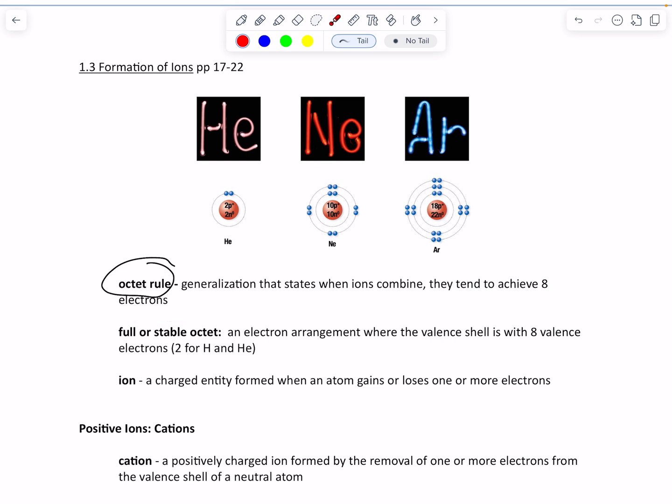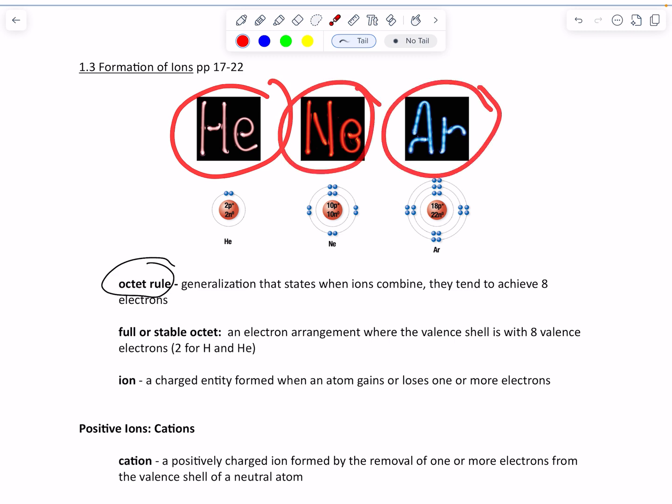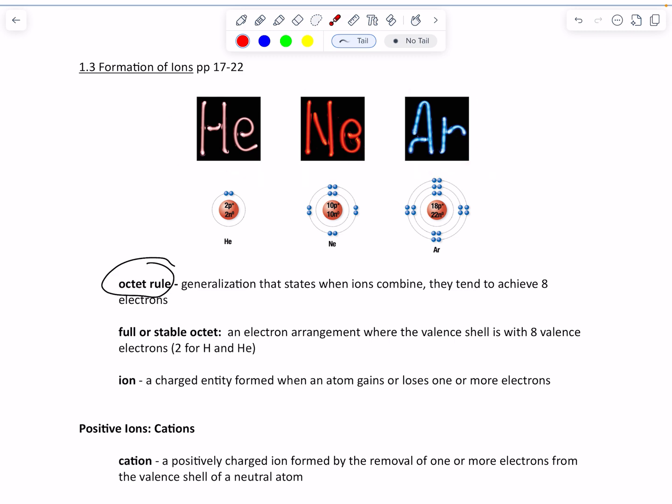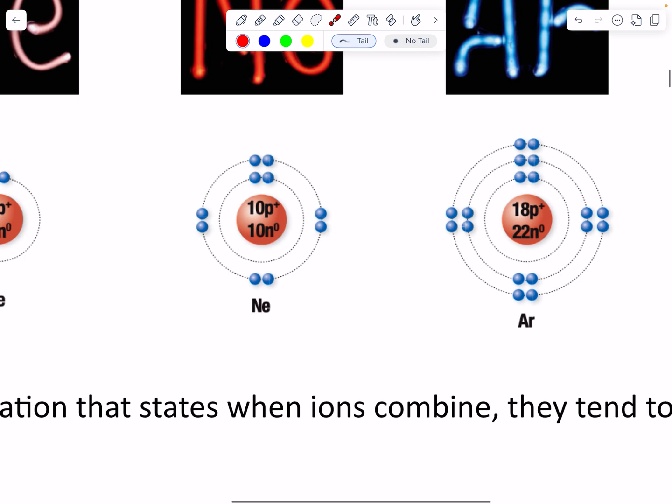If we look at noble gases on the periodic table, such as helium, neon, and argon, we'll notice that they have 8 electrons in their outermost shell. This means that they're very stable. If an atom has 8 electrons in their outermost shell, then they will not have a tendency to try to gain or lose any electrons.